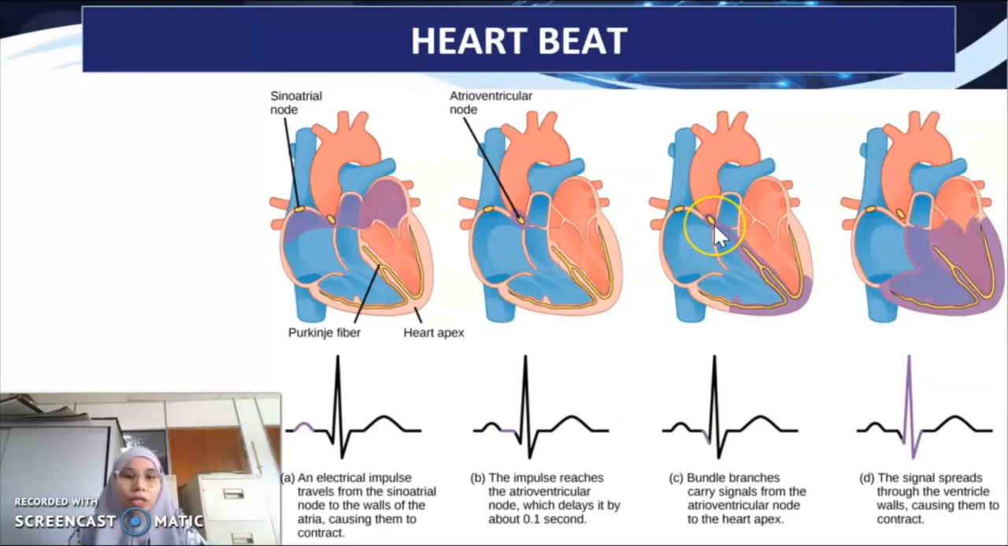Then the impulse will travel to the bundle of His, the bundle branches and to the Purkinje fibers. Then the impulse will spread to both ventricles and the ventricles will contract and pump all of the blood into the pulmonary artery and also into the aorta.